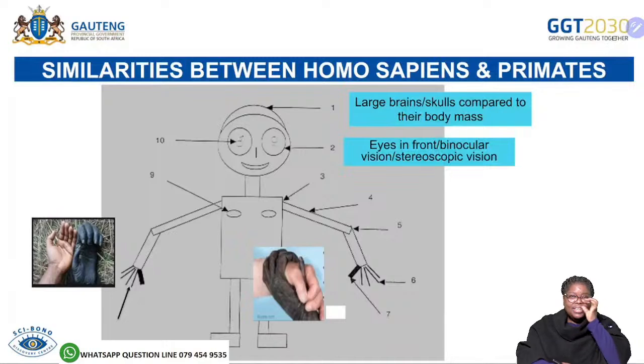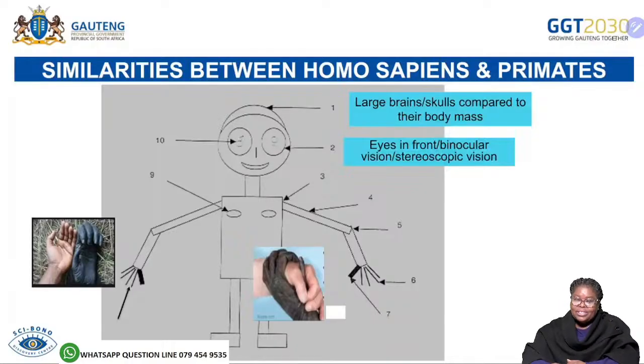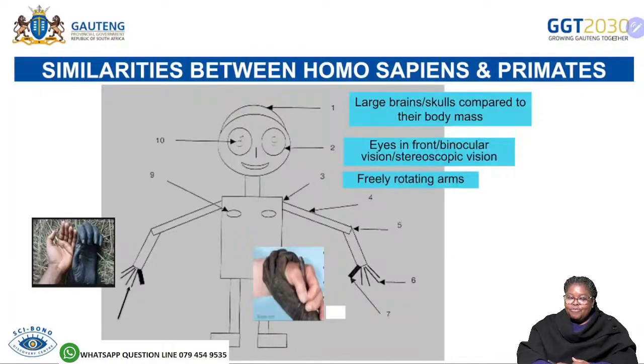Now, all eyes are in front. Talk about the Homo sapiens, the other primates, all eyes are in front, meaning you can see with your 2 eyes. Hence, we are saying we've got binocular vision or stereoscopic vision. So all eyes are in front. We've got freely rotating arms. So if you can rotate your arms, it means other primates also can do that.